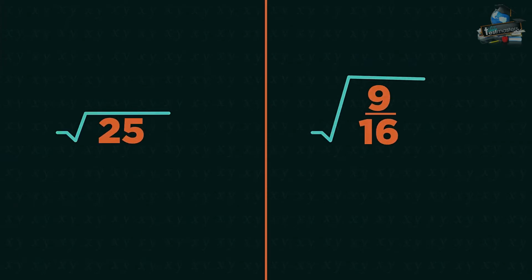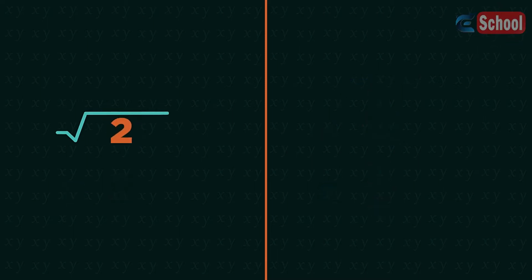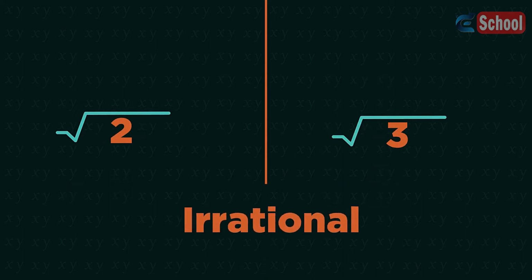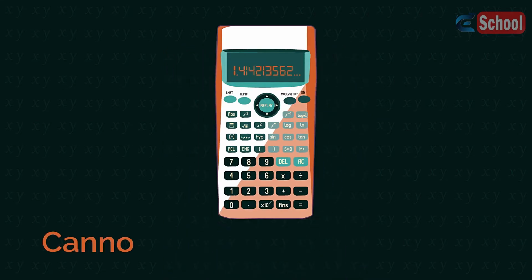So square root 25 and square root 9/16 are not surds, because even though they are inside a square root sign, they can be evaluated. We can simplify them. Whereas, for example, square root 2 and square root 3 cannot be simplified. They are irrational. If you type them into your calculator, you get lots of decimal places that carry on forever, and the numbers cannot be written as fractions.